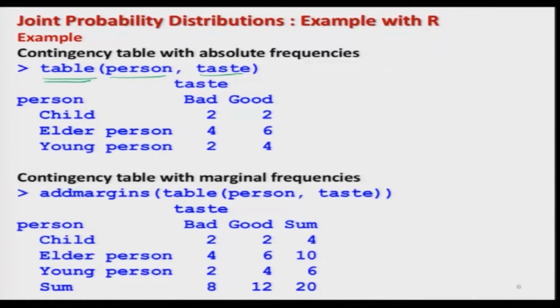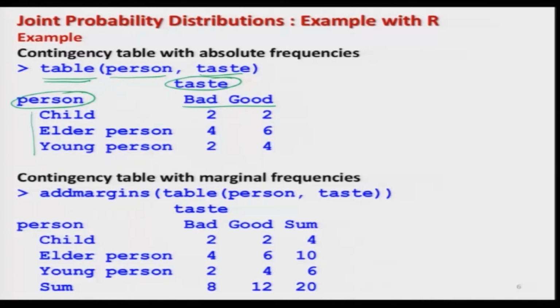For example, it is saying that there are two variables here, one is taste and another is person, and for taste there are two categories, bad and good, and for person there are three categories: child, elder person, young person. The total number of people who give the taste as good or bad is described in this contingency table.